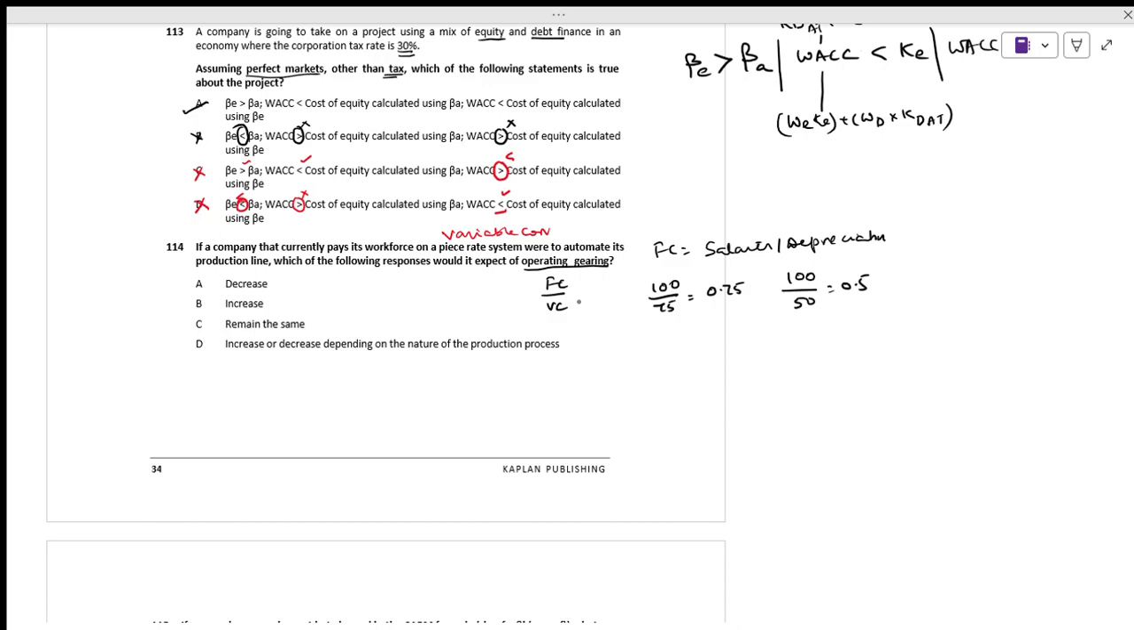See, if there is a piece rate system to pay its workforce, assume the fixed cost will increase and variable cost will remain the same. What will happen? The operating leverage will also increase. It means the proportion of fixed cost to variable cost will have an impact. It will not decrease, it will not remain the same, it will have an impact of increase.